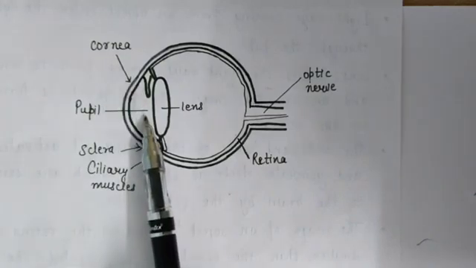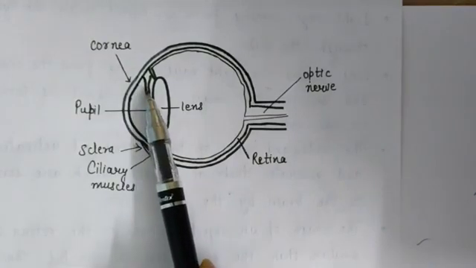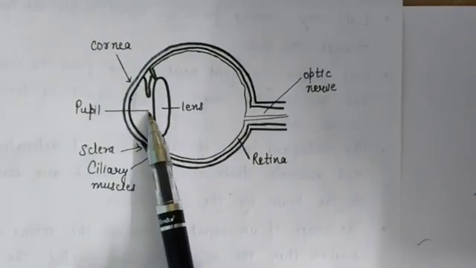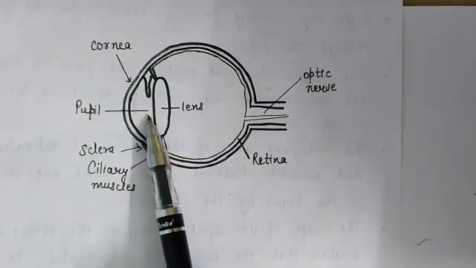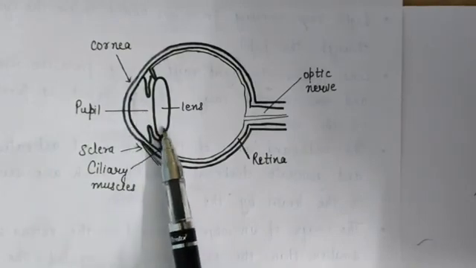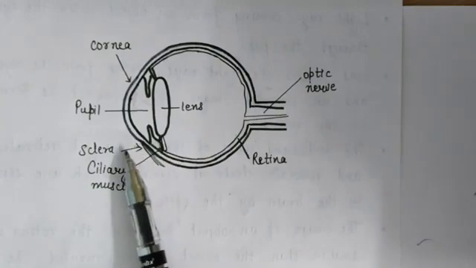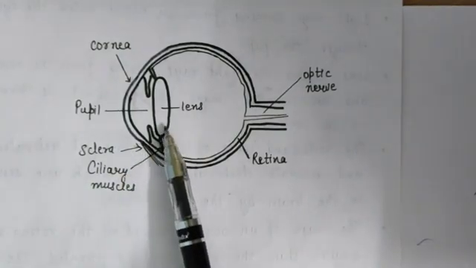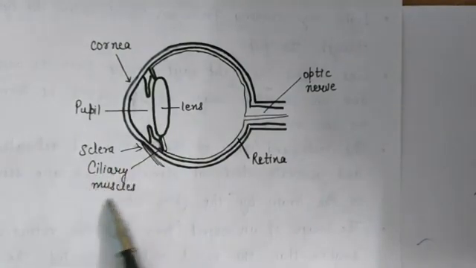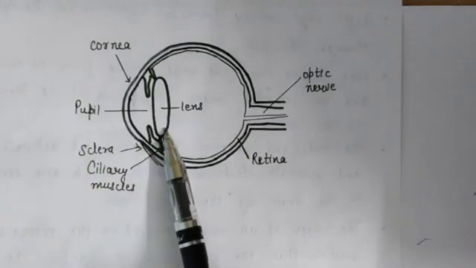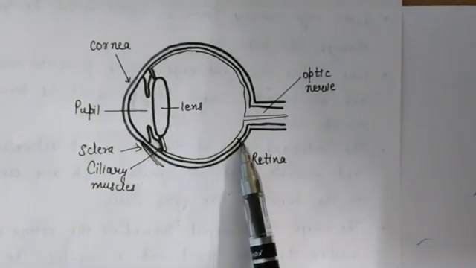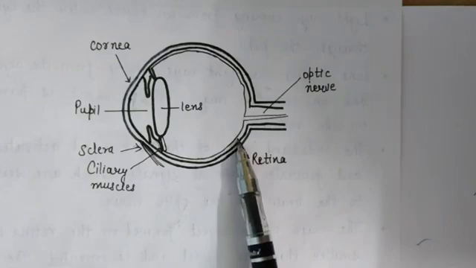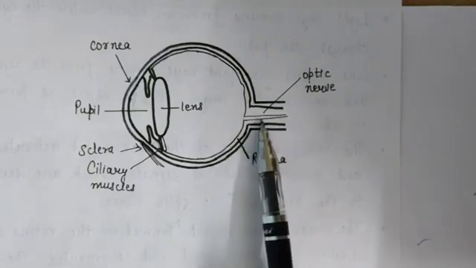And this is the pupil. Okay, actually this is the iris, and the pupil is a tiny hole in the iris. And after that this is the lens, this is the sclera, and these are the ciliary muscles. The ciliary muscles hold the lens. This is the retina on which the image is formed, and these are the optic nerves.